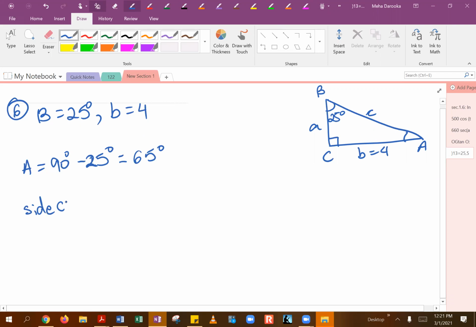So to find side A, guys, which function would you use so that you're avoiding using the side C? What would you do for side A?